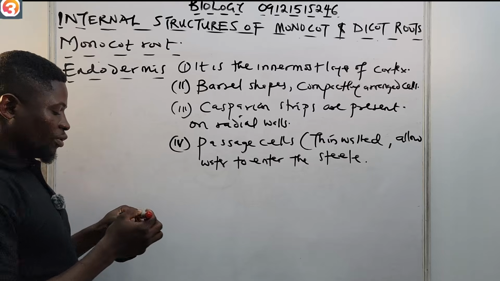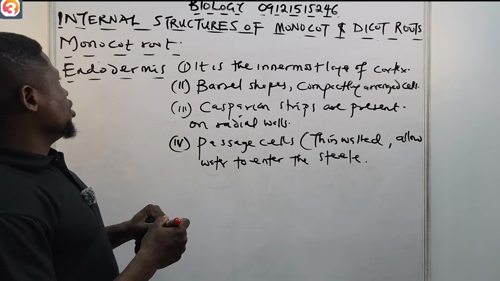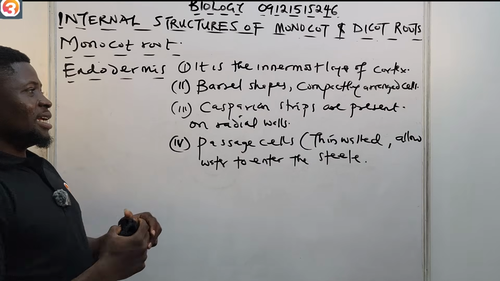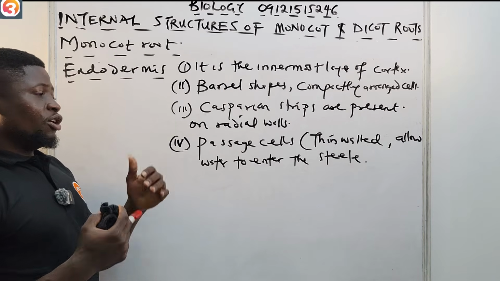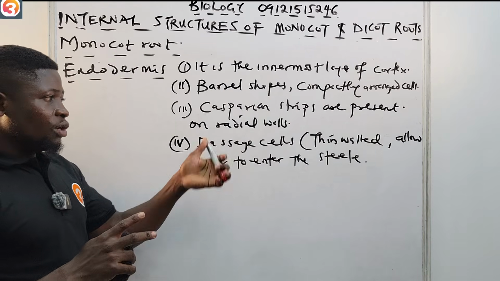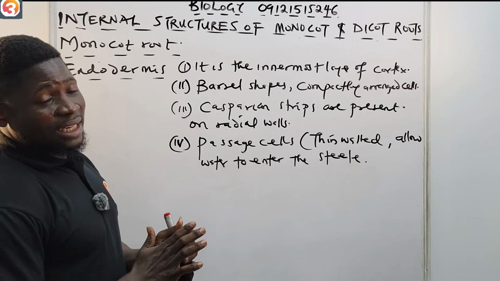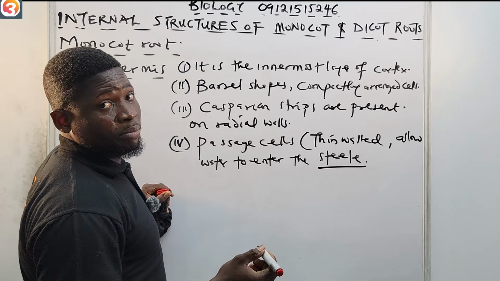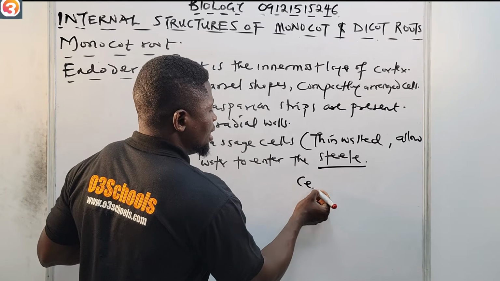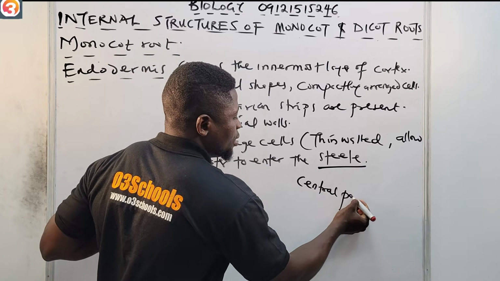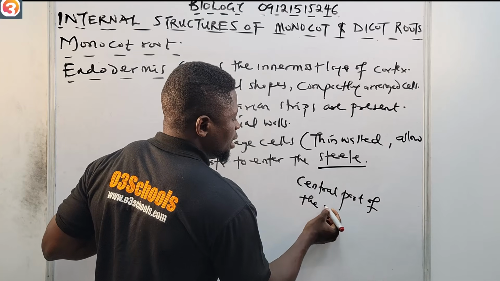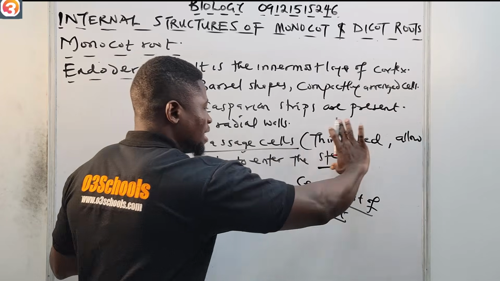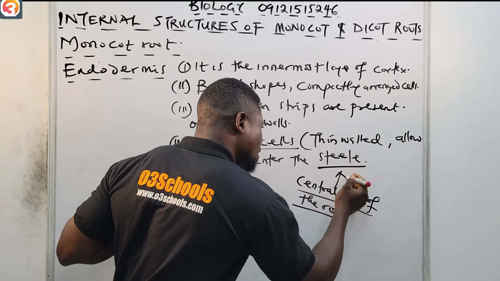Please take note of all of these characteristics of the endodermis. The innermost layer of the cortex, barrel-shaped, compactly arranged cells, Casparian strips are present on radial walls, and then passage cells, thin walled, allow water to enter into the steel. This steel is the central part of the root. So what the passage cells do is allow water to enter into the steel.